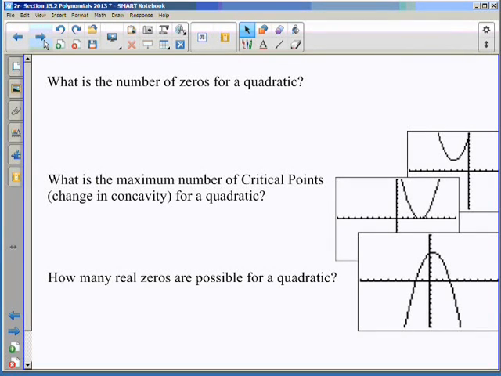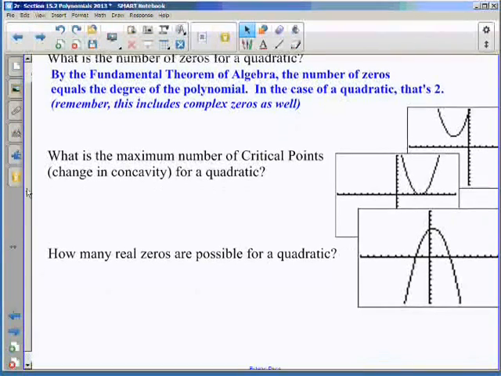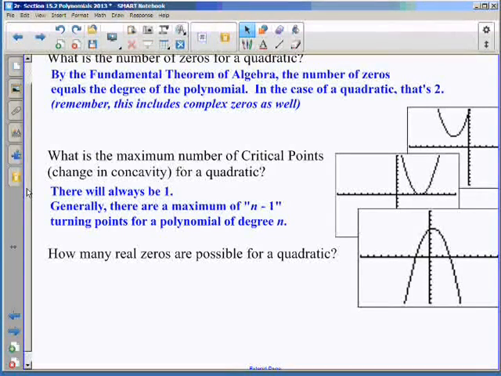What's the number of zeros for a quadratic? Well, a quadratic is a degree 2, and by the fundamental theorem of algebra, the number of zeros equals the degree of the polynomial. In the case of a quadratic, that's 2. So remember, that will include the complex zeros as well, whether it crosses the x-axis or not. What's the maximum number of critical points, or changes in concavity, for a quadratic? Remember, that's where the graph may turn completely from increasing to decreasing, or even how it changes from faster to a slower rate. Those are inflection points. There will always be one for a quadratic, and generally there are a maximum of n minus 1, n being the degree, turning points for a polynomial.